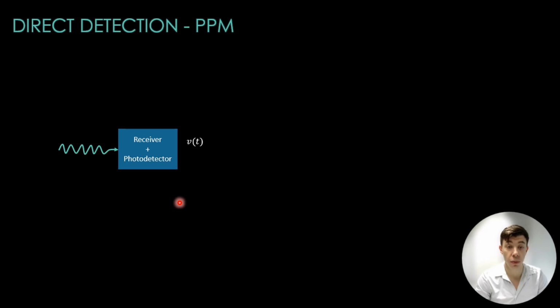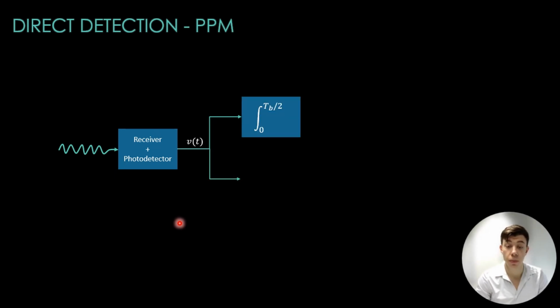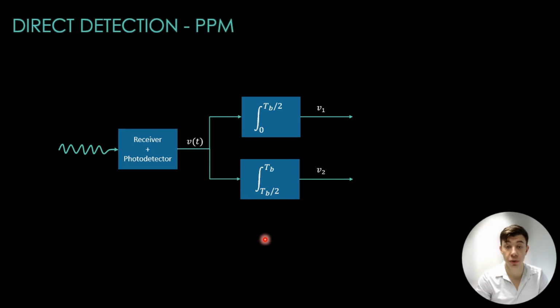Afterwards, we have integrators for two intervals. Unlike OOK, which has one integrator, PPM requires two integrators. Each integrator covers half the symbol duration, T_B over 2. Integrator 1 integrates the signal over the first half of the symbol duration, producing voltage V1. Integrator 2 integrates the signal over the second half of the symbol duration, producing voltage V2.